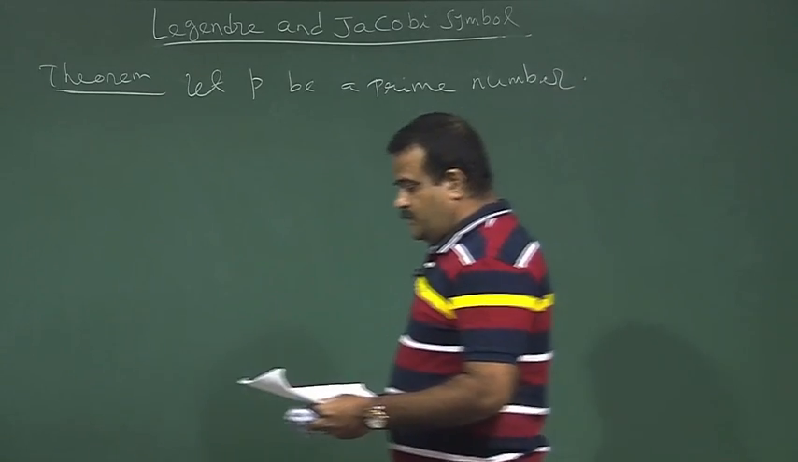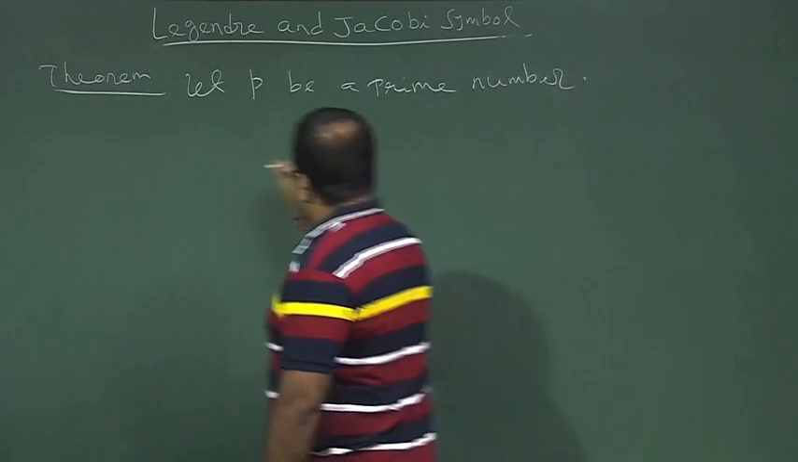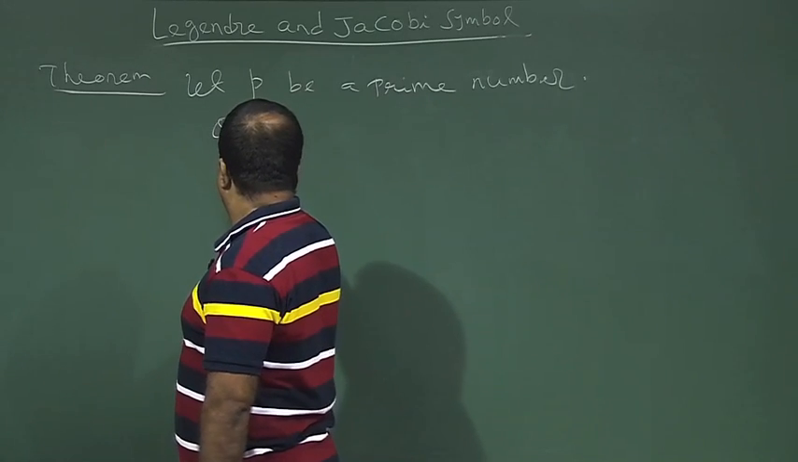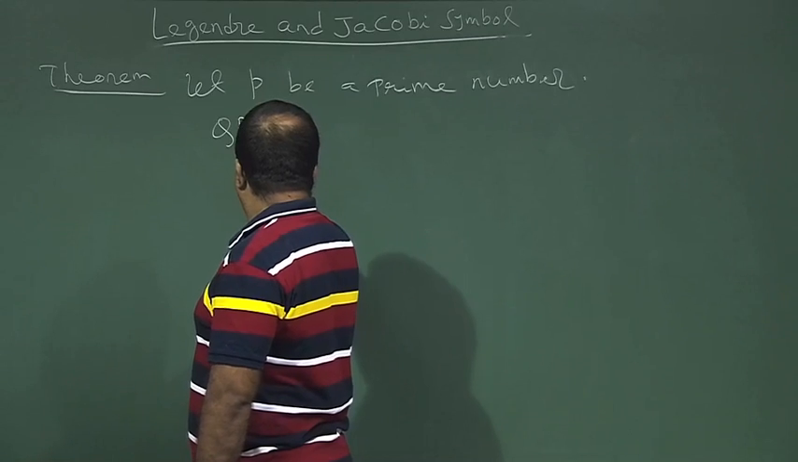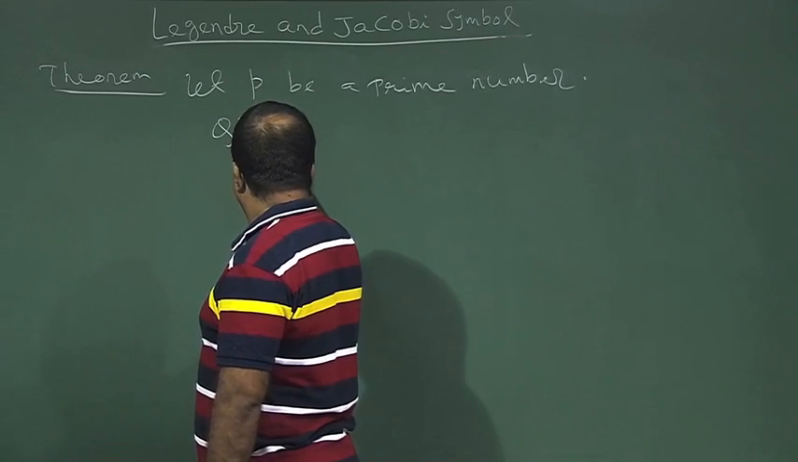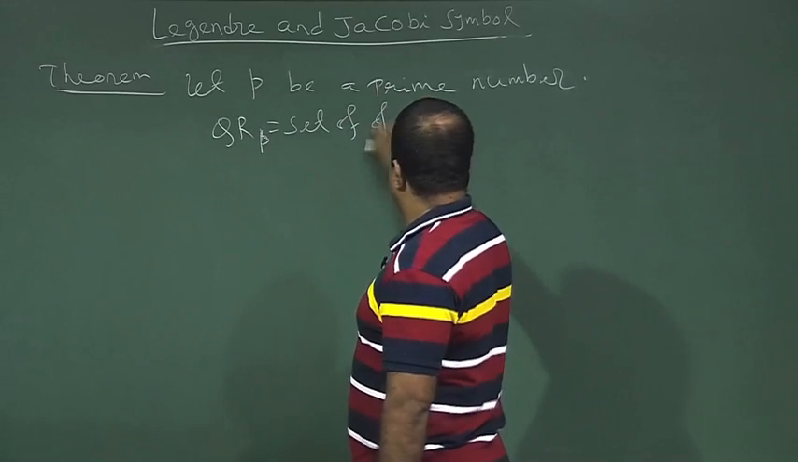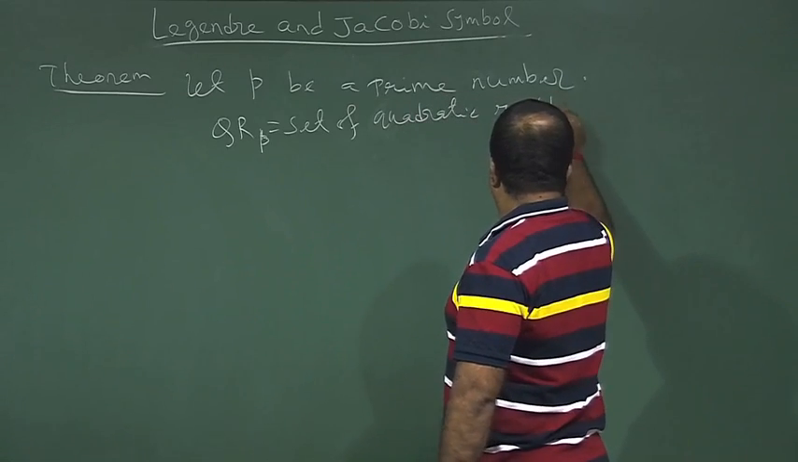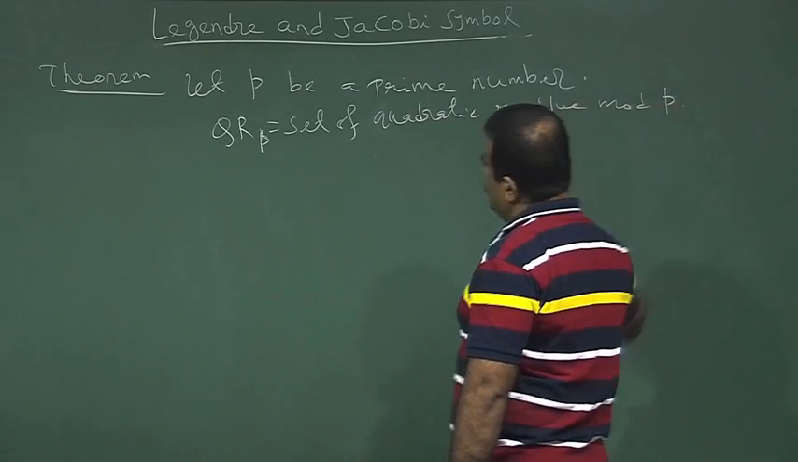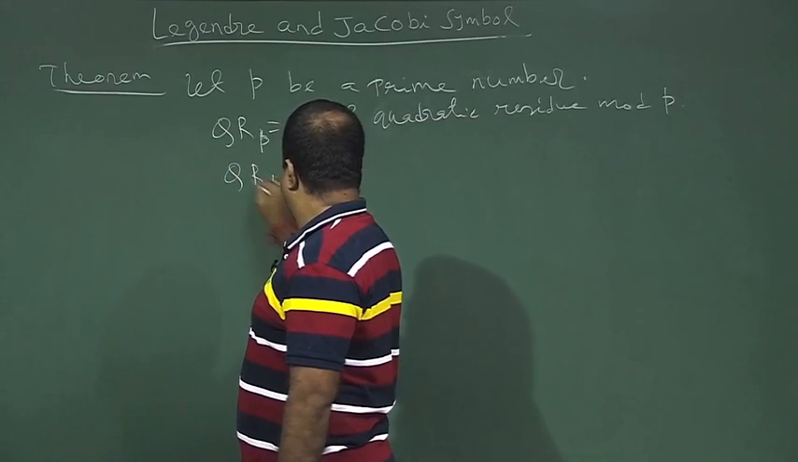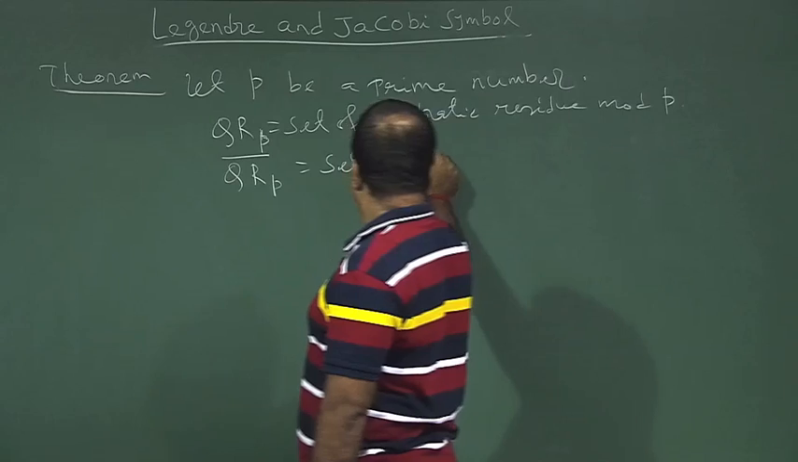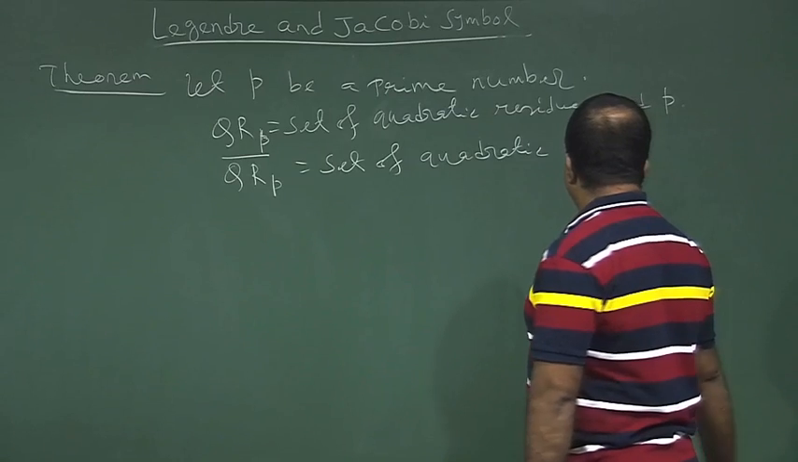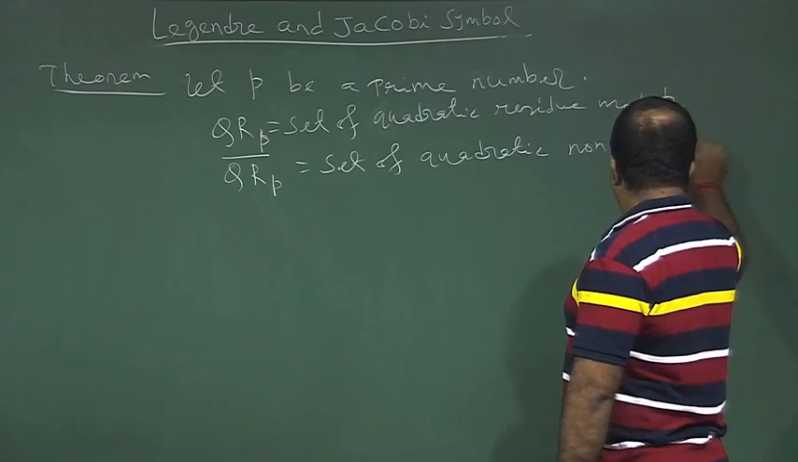And then we denote QR_p, the set of quadratic residues mod p, and QR_p bar, the set of quadratic non residues mod p.